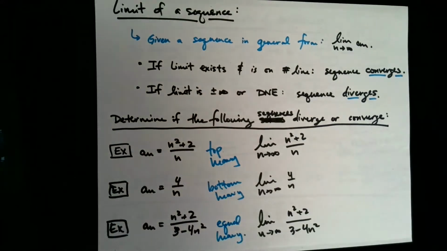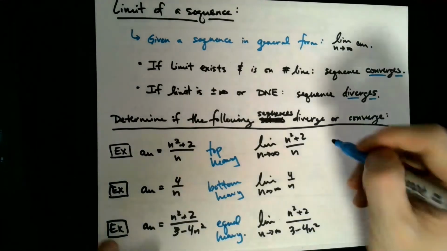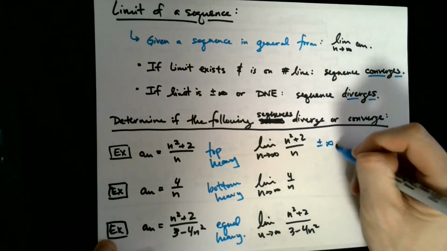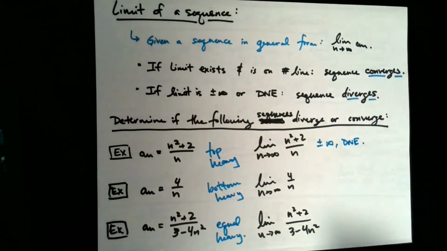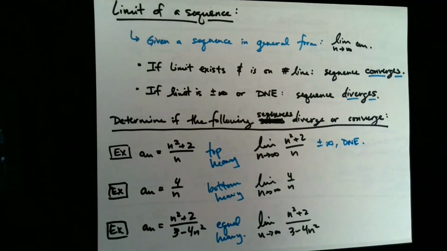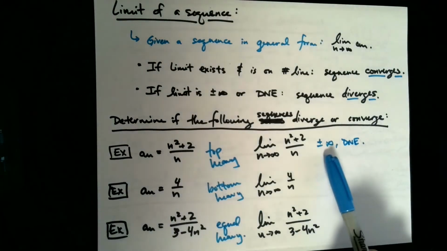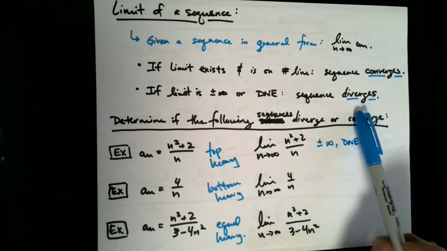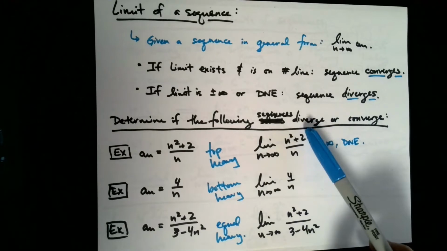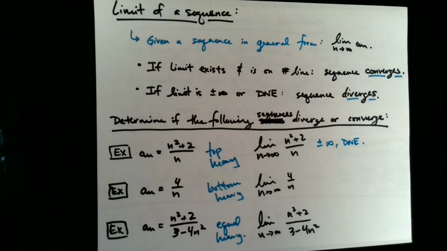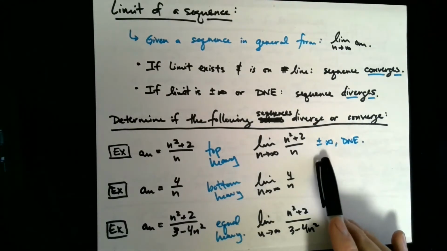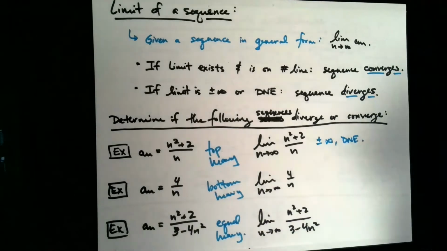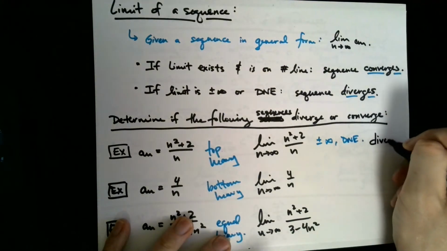And you may recall from Calc 1, when you have a top-heavy rational expression, your limit is either plus or minus infinity or doesn't exist. Whereas in Calc 1 we would have to determine whether we got plus infinity or minus infinity, when it comes to Calc 2, we're only concerned with whether or not the sequence converges or diverges. And in this case, this sequence diverges, because whether you get plus or minus infinity or the limit not existing, you get divergence in either case.